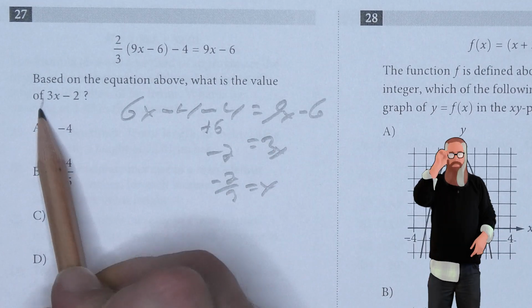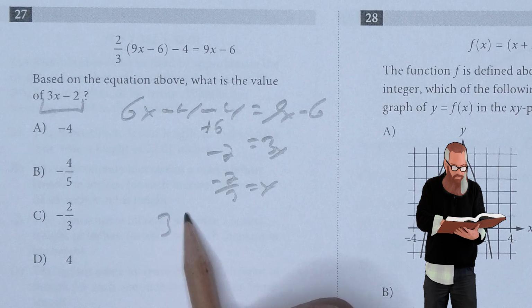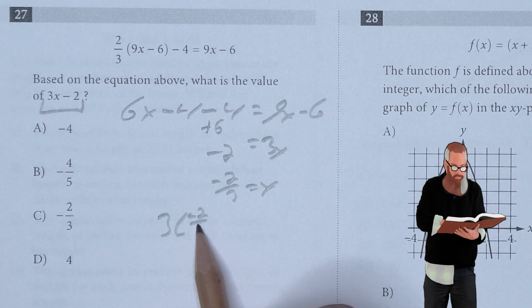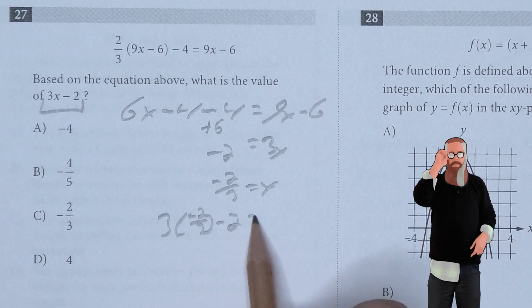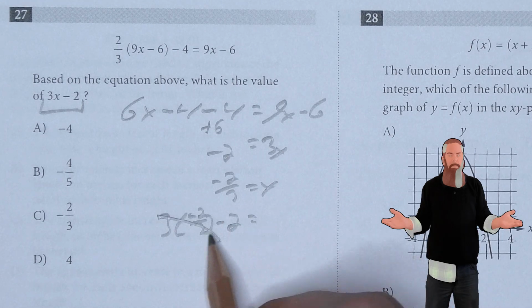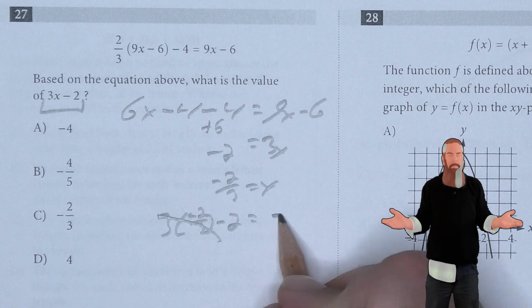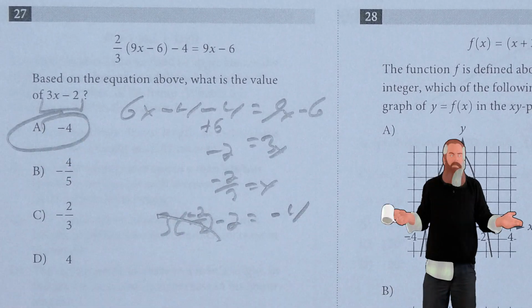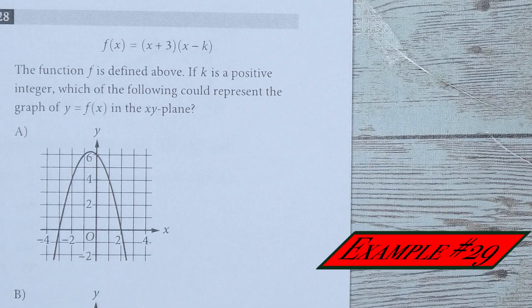But remember, what we're after is 3x minus 2. This means that 3 times negative 2 over 3 minus 2 is equal to what they're after. Those 3's cancel. We wind up with a negative 2 minus 2, which is negative 4. A is the answer.